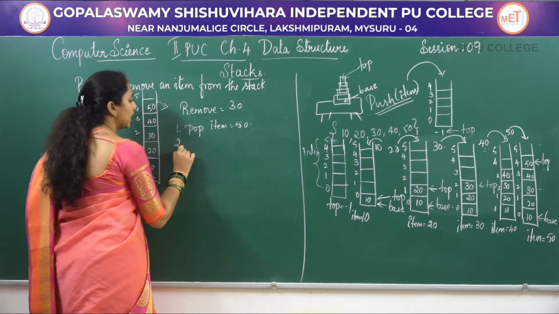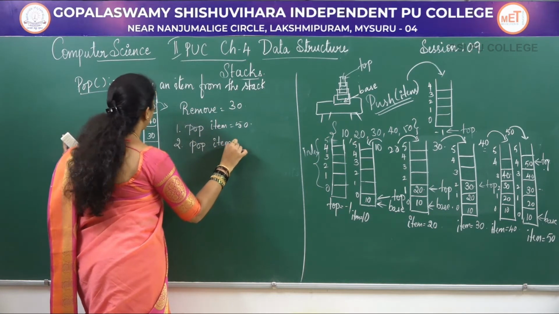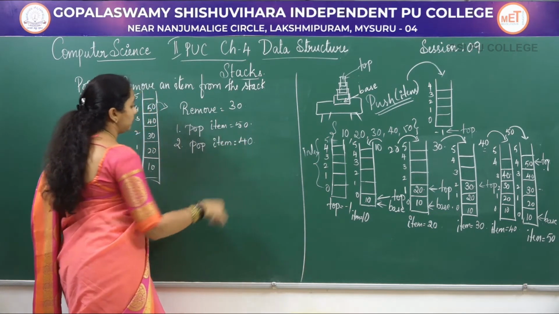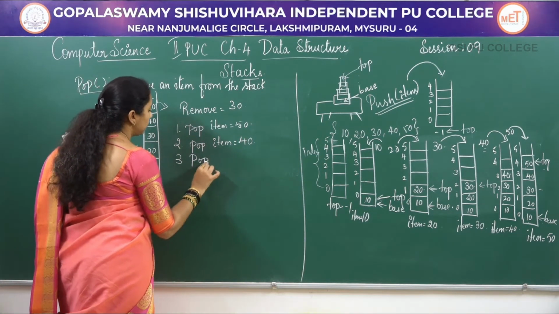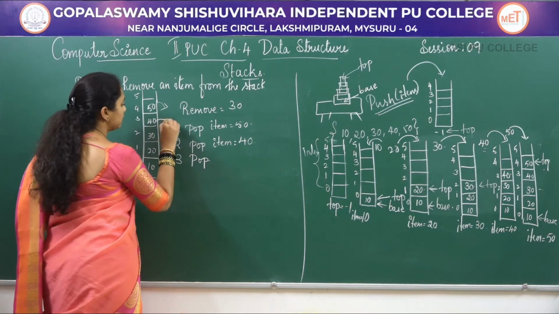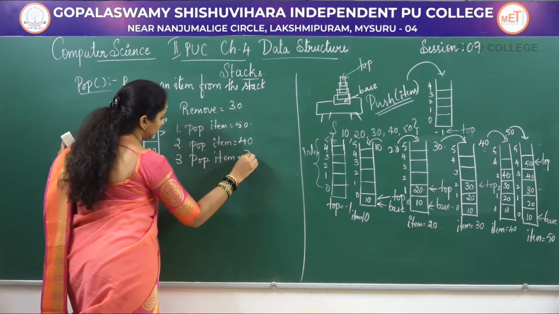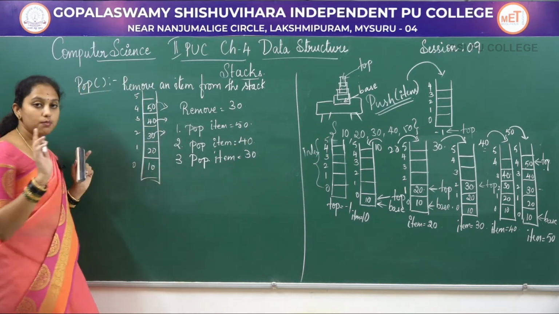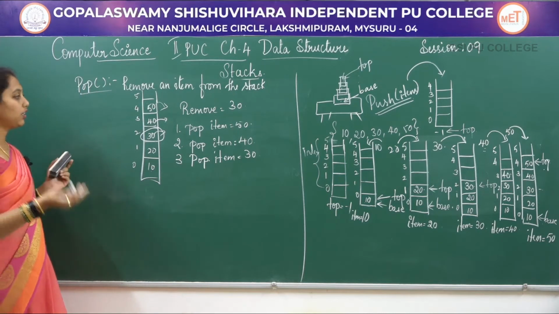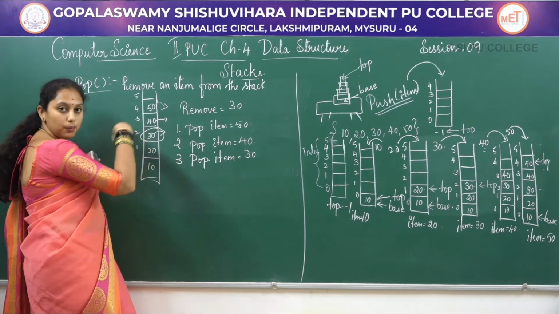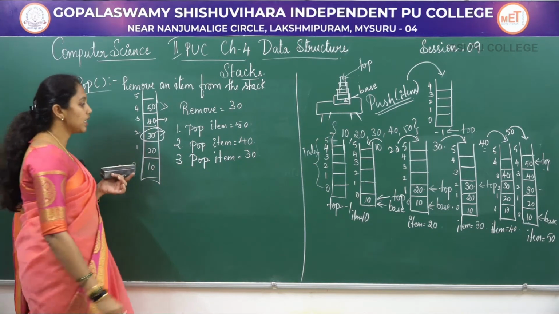Then in the second step, I have to pop an item called 40. Then I have to remove an item called 30. Item is equal to 30. I want to remove only an item called 30 from the stack, right? Then what I have to do? I have to insert 40 and 50 again to the stack.